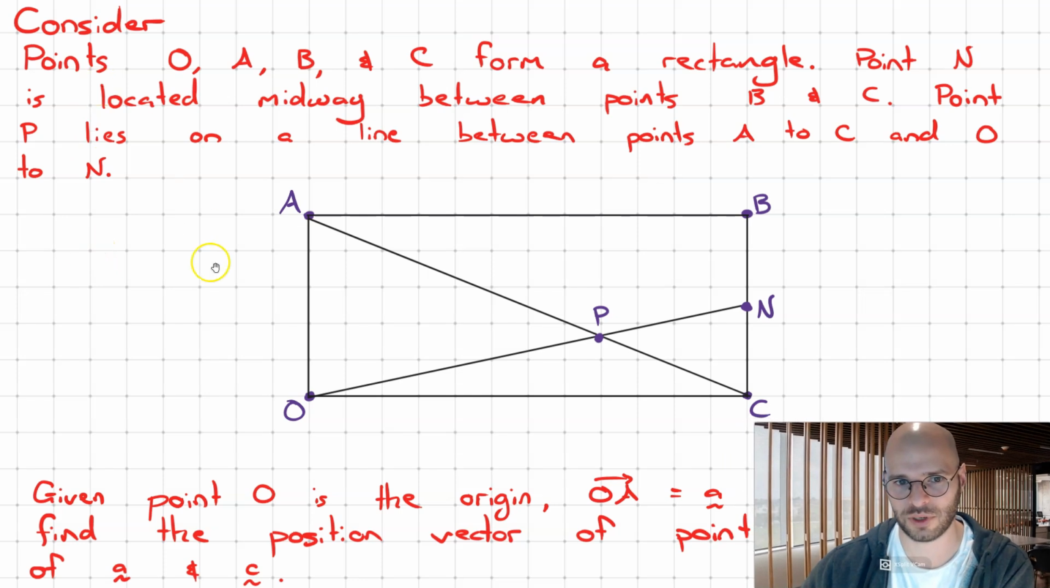Consider that we have points O, A, B, and C, and if we connect them all together, they form a rectangle. We have two more points. First one, point N, lies in between points B and C, such that it marks a midway point. Point P lies upon a line that could be drawn between points A and C, as well as a line that can be drawn between points O and N. So point P is the intersection point of these two lines.